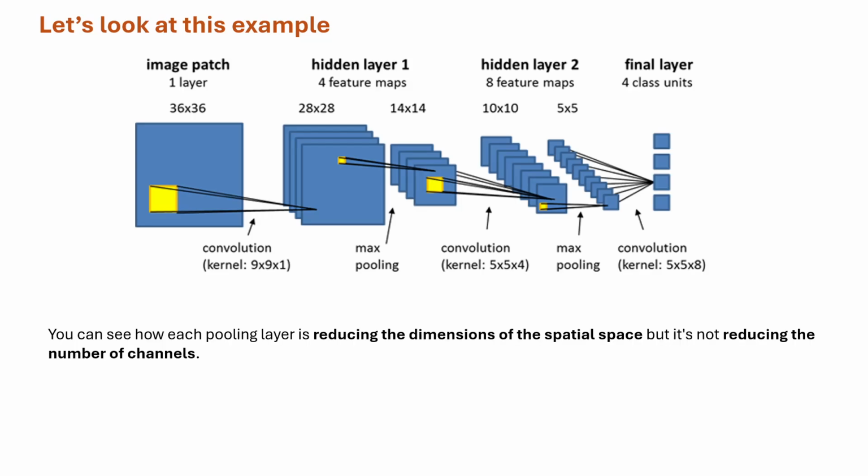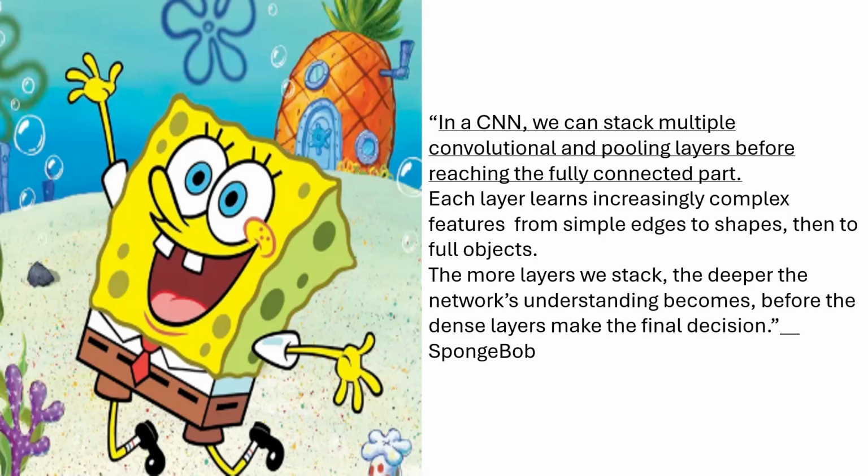In a CNN, we can stack multiple convolutional and pooling layers before reaching the fully connected part. Each layer learns increasingly complex features, from simple edges to shapes, then to full objects. The more layers we stack, the deeper the network's understanding becomes before the dense layers make the final decision.